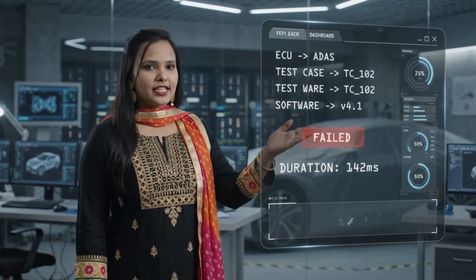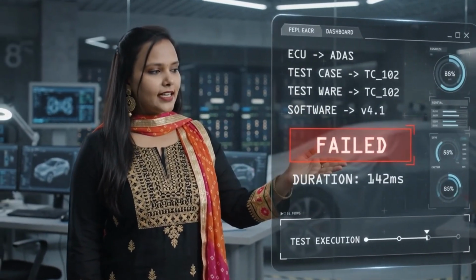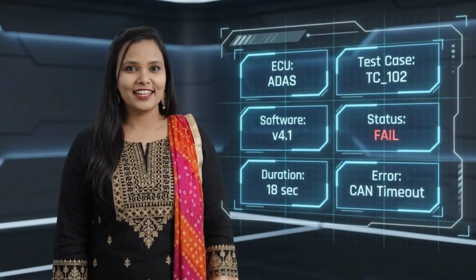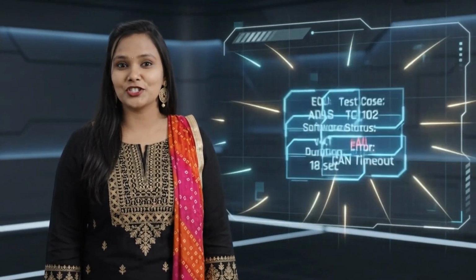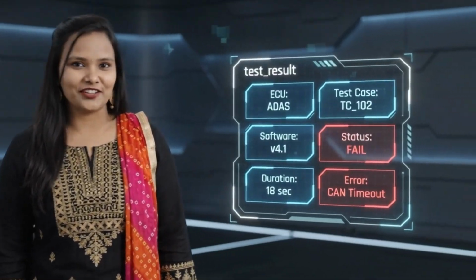Look at this automotive test result. We have an ECU, test case, status, duration, and an error. That's a lot of related information. Today we're going to learn how Python can keep all of this information together using a dictionary. A dictionary stores information as key-value pairs.